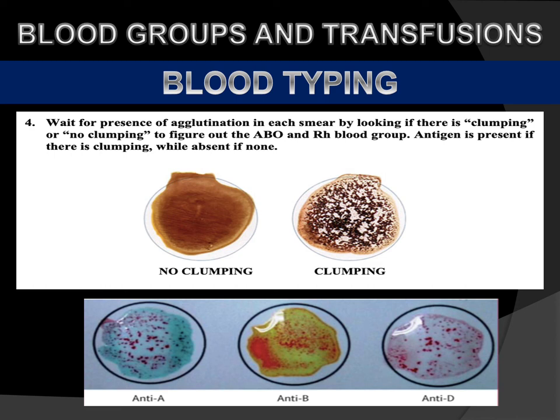So in the slide below, again, yan yung 3 smears ng dugo sa isang glass slide. Yung unang ipinatak, anti-A. Pangalawang ipinatak, anti-B. Pangatlong pinatak, anti-D. Kung titignan nyo, lahat yung tatlo may agglutination, which means meron siyang A antigen. Meron din siyang B antigen. At meron din siya nung D antigen. So, ano ang blood type nitong taong ito? A, B, positive. A, kasi nag-clot sa anti-A. B, kasi nag-clot dun sa anti-B. And positive, kasi nag-clot sa anti-D. So, A, B, positive.